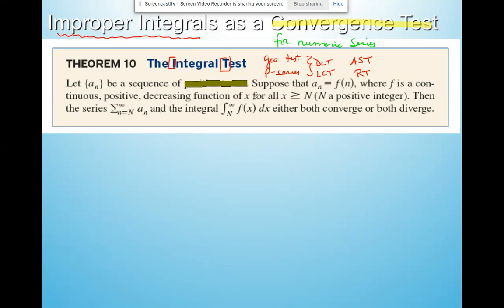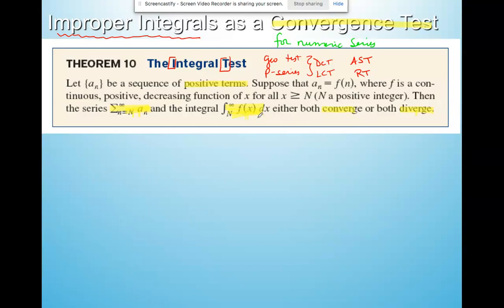You do have to have no alternating. All your terms have to be positive. As long as you can take your series and rewrite it as an improper integral, and then evaluate the improper integral, and you find out the improper integral converges, then the series you based the improper integral on will converge as well. Or if the improper integral diverges, then the series that you based the improper integral on will diverge as well.